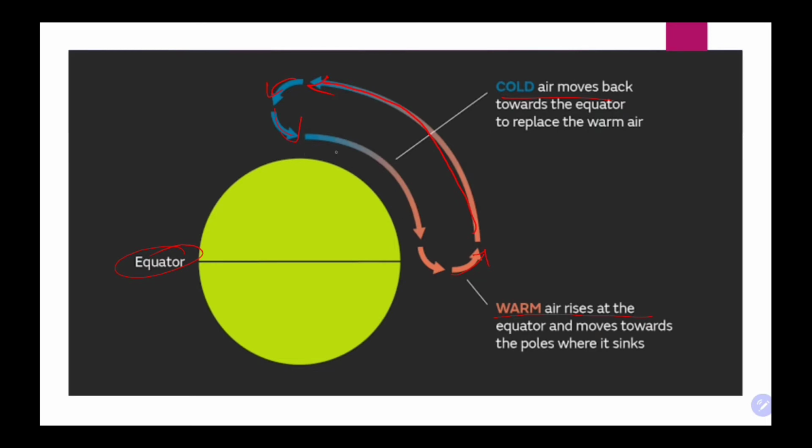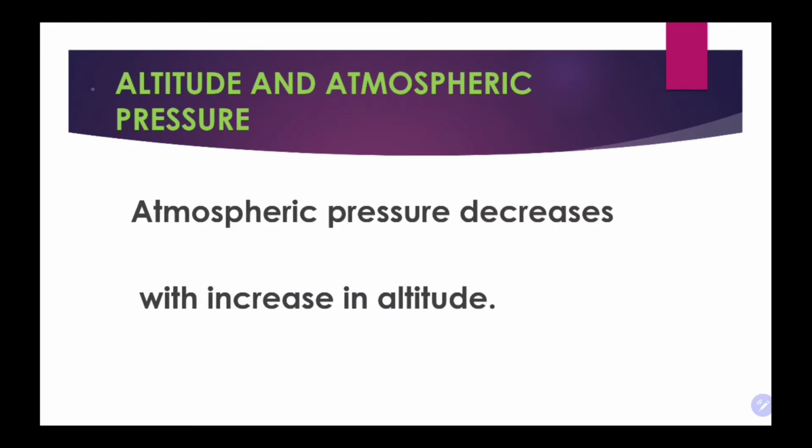And then again it will take the place of the warm equatorial air and then again it will rise towards the pole. So this is how, because of high temperature at the equator, air expands and rises up. So the atmospheric pressure is low. But at the poles, the polar region, the temperature is low. Therefore, the pressure will be high. So this is how they are related.